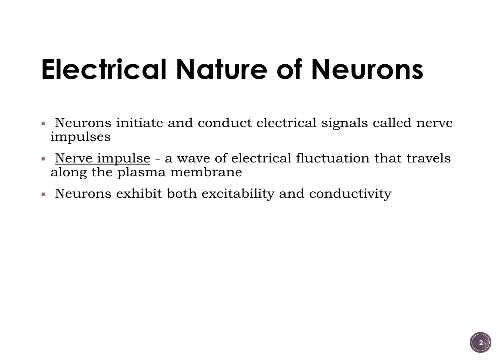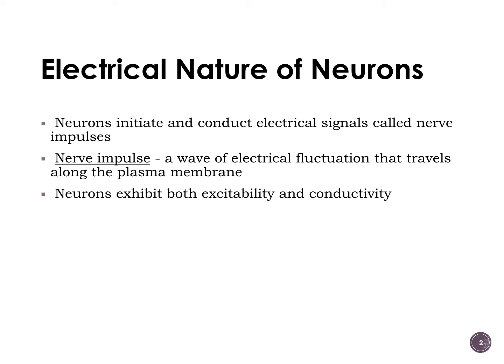So as we start talking about the electrical nature of neurons, there are some basic concepts we need to talk about first. And that would be that neurons are going to initiate and conduct electrical signals called nerve impulses. So that nerve impulse is a wave of electrical fluctuation that's going to travel along the plasma membrane. Now remember that plasma membrane is the outside layer of the cell that this waveform, again, is going to be traveling on. And these neurons are going to have to exhibit both excitability and conductivity.